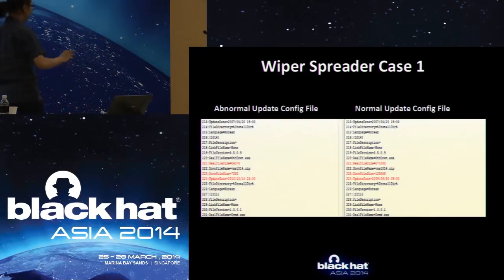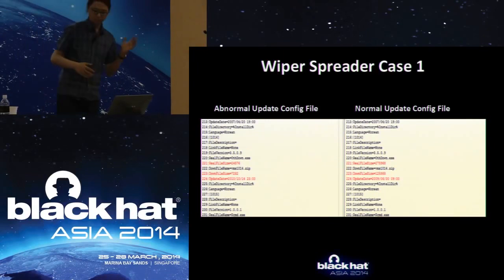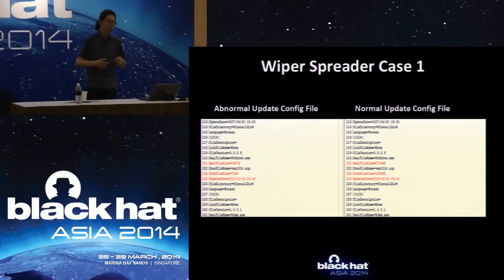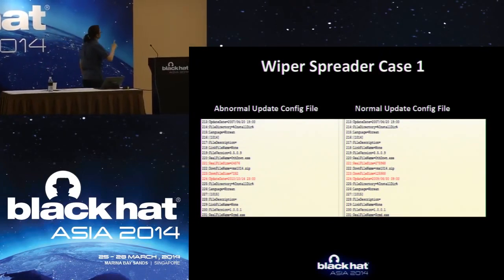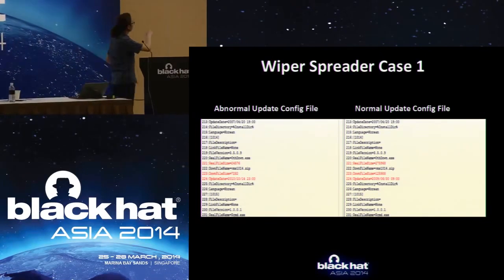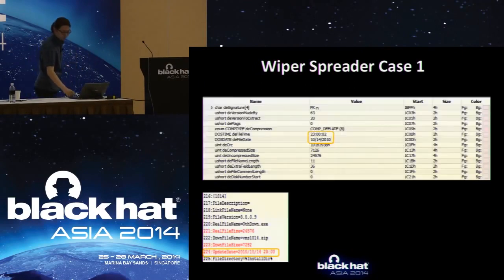Here, we got two configuration files. The left hand is the abnormal one, actually the malicious one. The right hand is the normal one. So we can see the difference. I highlighted it in red. The abnormal one actually modified the real file size, down file size, and the update date. Only these three, compared to the normal one. So why did it do this? Because it must match the zip file it dropped. So you can see the date matched, 2010 October 14th.